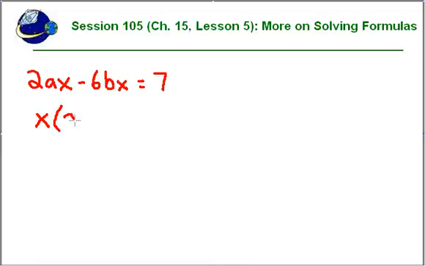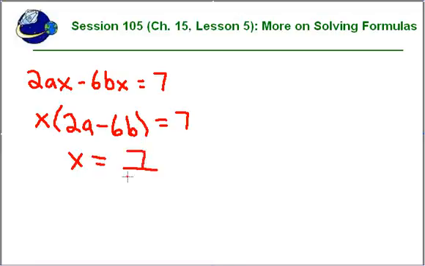That's going to leave us 2a here. X times 2a is 2ax. And then we're going to be left with the 6b here. X times minus 6b is the minus 6bx. And of course, we're still left with our 7 on the right-hand side. Now, to get the x by itself, we need to divide both sides by 2a minus 6b. What that'll leave us then on the left-hand side is x, and on the right, we'll have 7 over 2a minus 6b.